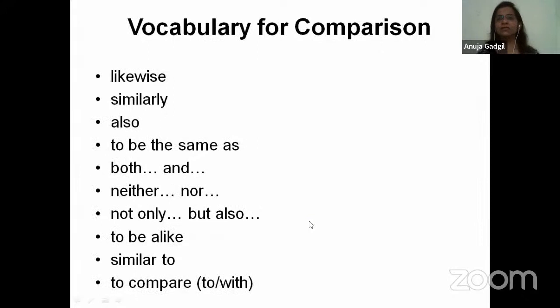So these are some words that we use if you want to compare and talk about similarities. Then you can use words such as likewise, similarly, also, A is same as B, both of them have common characteristics, neither this nor that has it, both of them don't have it, not only does it have this feature, but also it has another feature, both are alike, both are same, to compare with.